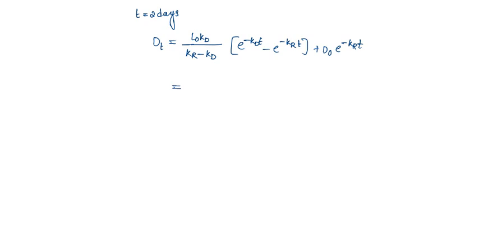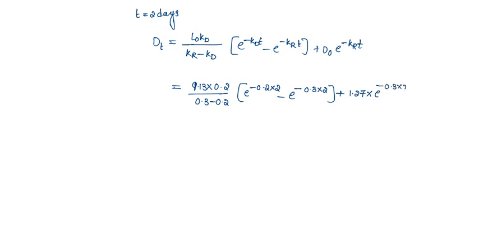Substituting, L0 is 9.13, into Kd 0.2 by Kr 0.3 minus Kd 0.2, into (e power minus Kd, 0.2, into t, 2 days, minus e power minus Kr, 0.3, into t, 2) plus D0, which is obtained as 1.27, into e power minus Kr, 0.3, into t, 2. From this, Dt, that is the deficit at 2 days, will be equal to 2.916 mg per liter.